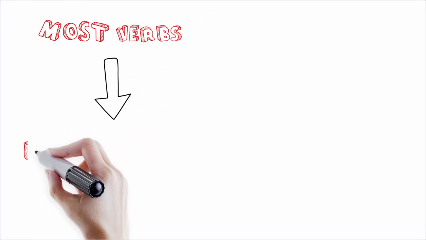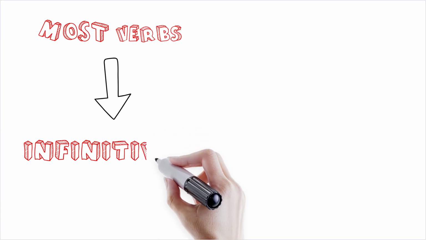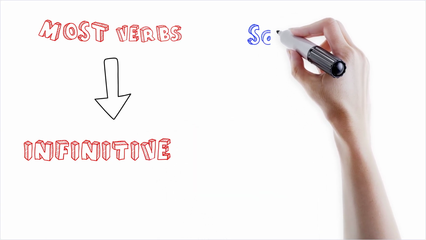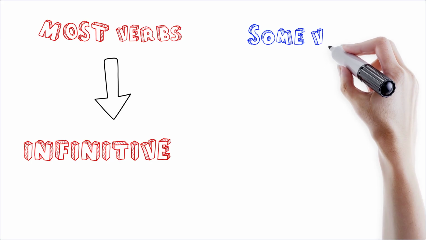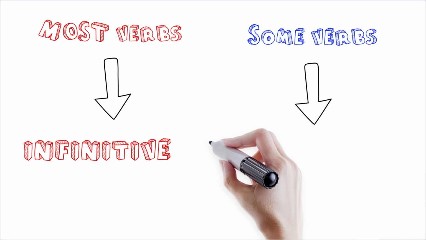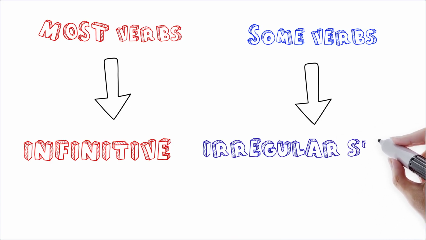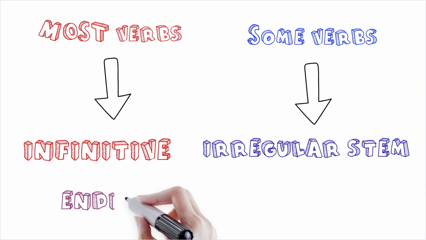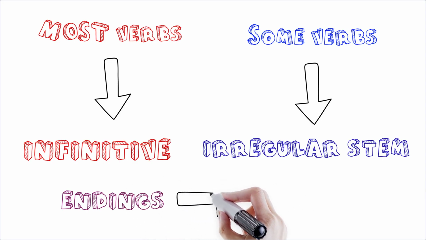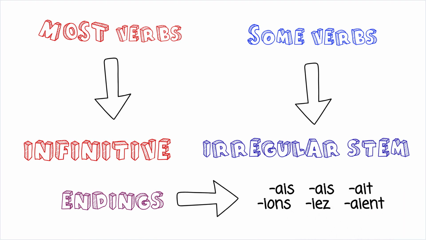Our future stem for most verbs in French will just be the infinitive. So this is what we will add our endings onto, remembering to take the E off if it ends in an E. But for some verbs, for those irregular verbs, we just need to know the irregular future stem. So the ones that I just showed you on the slide before, and our endings are always going to be the same: AIS, AIS, AIT, IONS, IEZ, AIENT.